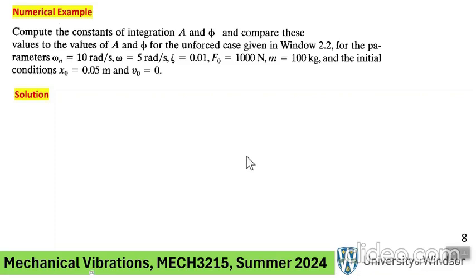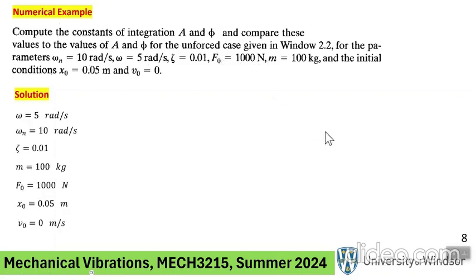So obviously you have some information here given to you. You're told that omega n is 10 rad per second. The forcing frequency is 5 rad per second. You're given zeta, so 0.01, which is 1% damping. And then F naught is given to you, M is given. Initial position is 0.05 meter, and initial velocity is 0. So what we're saying is that we move the mass to some location, release it from rest, and at that same time that it vibrates, there's a harmonic force acting on it with this frequency.